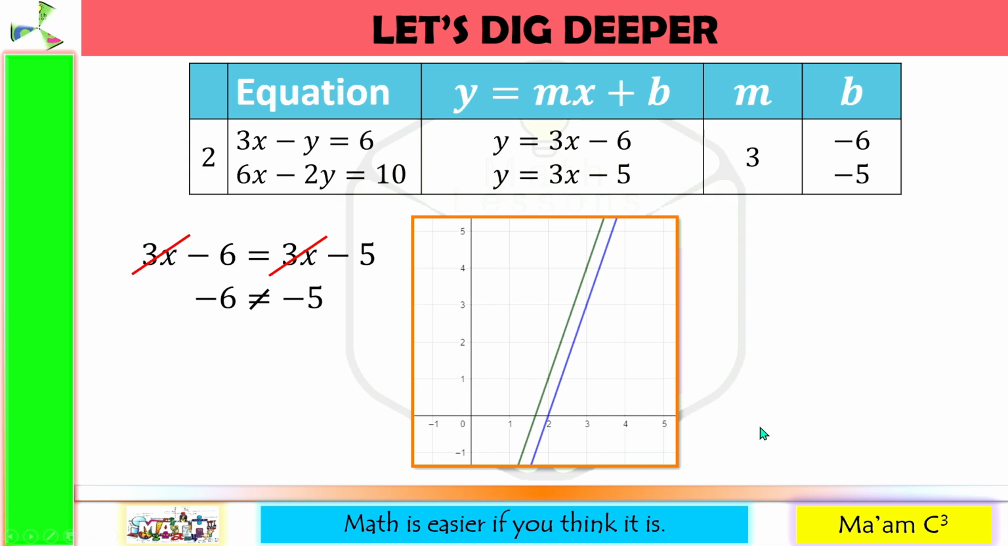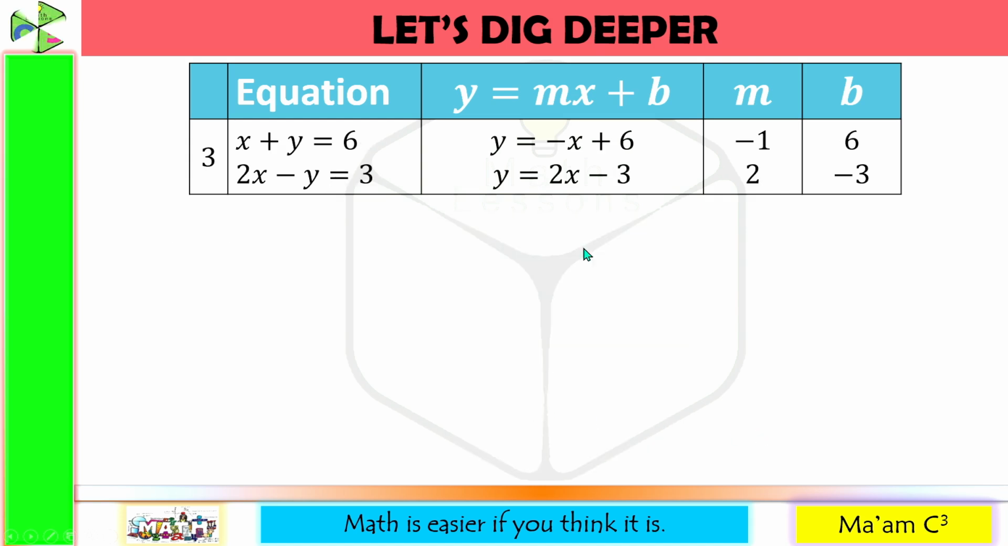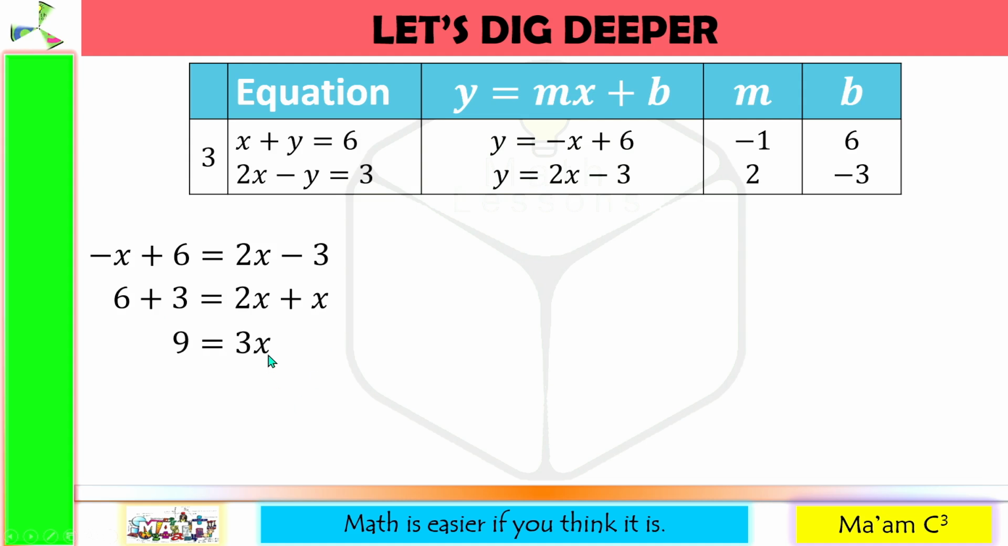Let us move on to the third pair of equations. Again, since both of these equations are equal to y, let me equate these two. So let us move negative x on this side, while negative 3 on this side. It will become 6 plus 3 is equal to 2x plus x. 6 plus 3 is equal to 9. 2x plus x is equal to 3x. To solve for x, let us divide both sides by 3. So 3 here will cancel out. 9 divided by 3 is equal to 3. So x is equal to 3.